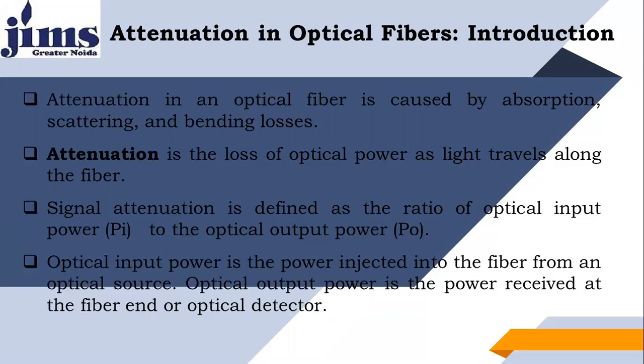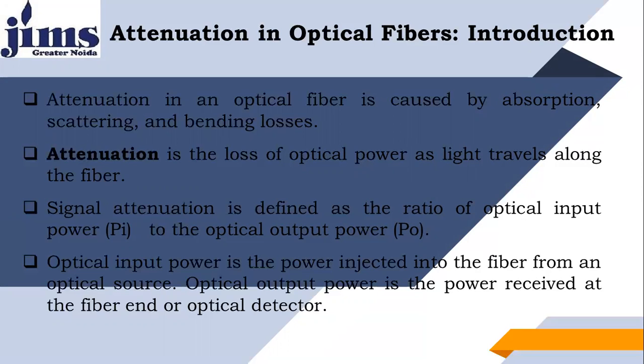This is also a loss, and there is a precaution we need to take when handling optical fiber: we have to avoid bending. If the fiber is bent, then bending loss comes into the picture. The reason behind bending loss is that the total internal reflection is disturbed inside the optical fiber, because light travels through the principle of total internal reflection.